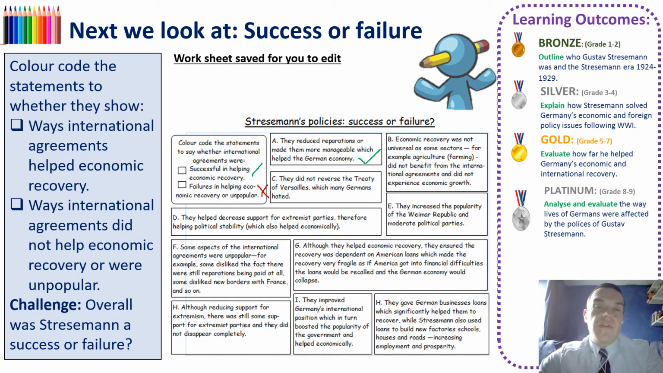They did not reverse the Treaty of Versailles, which many Germans hated. The Treaty of Versailles is the treaty given to Germany at the end of the war. If you need to look back, it's where we did LAMB: Land, Army, Money, Blame, the way Germany was affected. So what we can see is it's not reversed them, so many Germans are still unhappy with this. If we look under our failures section, it didn't help economic recovery, or it was unpopular. So we can see this was unpopular, and we can put a cross in that box there. So that's A and C done for you.